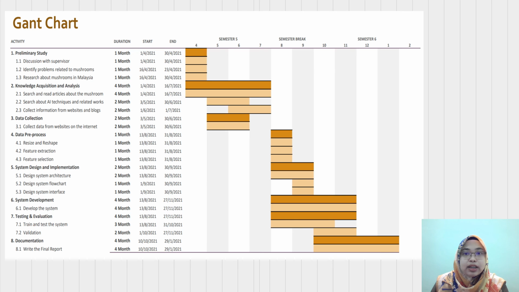This is the Gantt chart of the plan of the project. There are a total of 8 activities in completing this project, which are the same as the activities in phase 1, phase 2, and also phase 3. This project will approximately take 11 months to be completed, starting from April 2021 until January 2022.